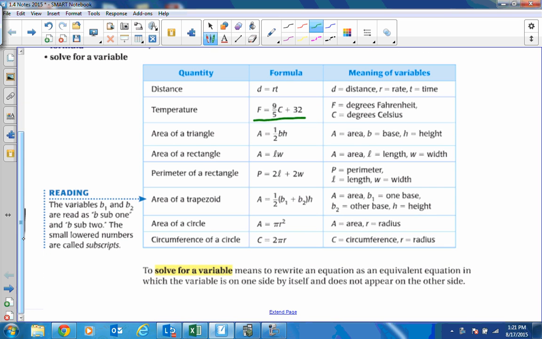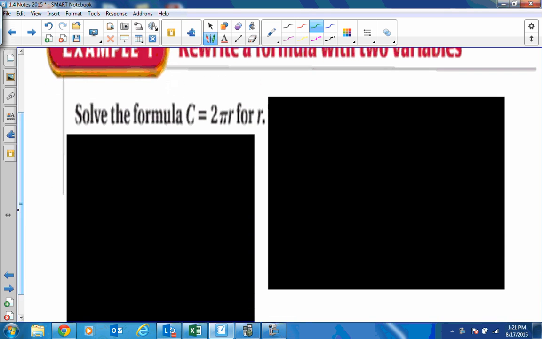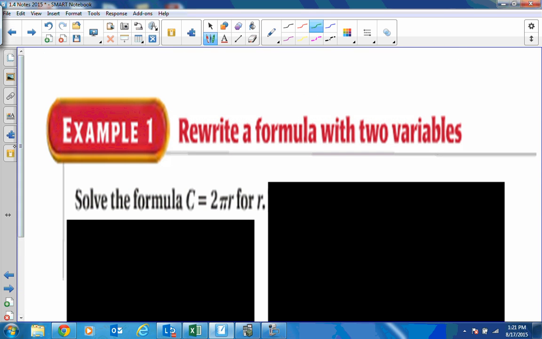To solve for a variable means to rewrite the equation as an equivalent equation in which a variable is on one side by itself and does not appear on the other side. So being able to get a variable by itself is to be able to solve for a variable. I put these big boxes here because I wanted you to focus on solving for the variable before you did anything else. A lot of times that made people do that. And I forgot to change out my notes for that. I apologize, but I think it'll be more helpful.